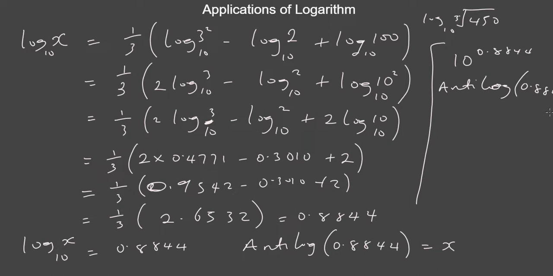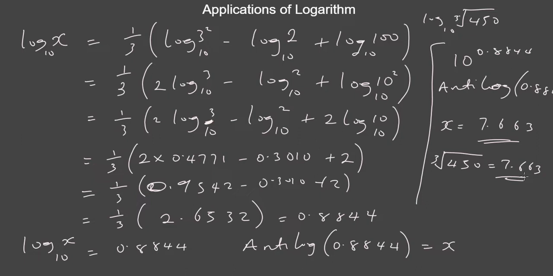So they also have a table for anti-log. So if you look at the anti-log table of 0.8844, the answer will be equal to 7.663. So we can say that the cube root of 450 is equal to 7.663. So that's exactly how this kind of calculation would have been done in the 17th or 18th century.